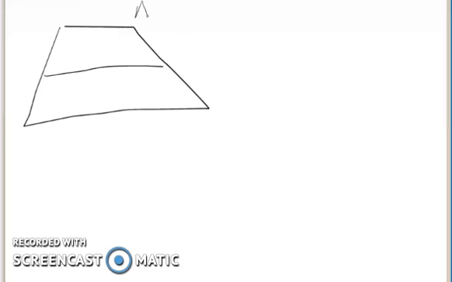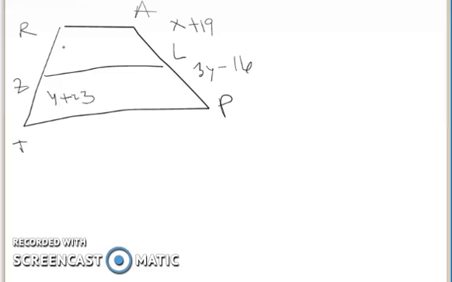Okay, we get AL, P, T, Z, R. AL is going to be x plus 19. This is going to be 3y minus 16. This one's going to be y plus 23. And this is going to be 2x plus 18. This is a system yet again.